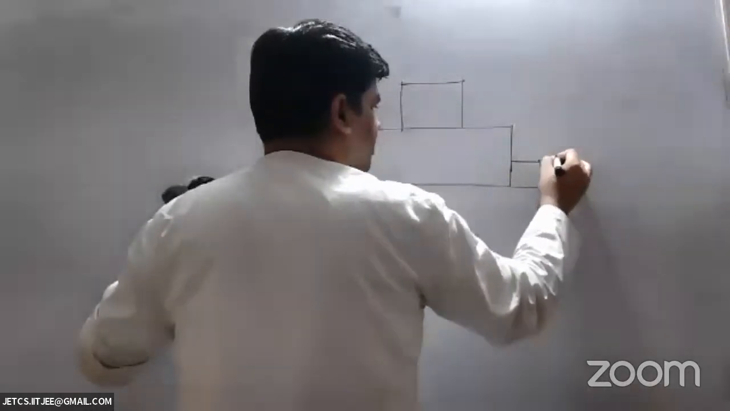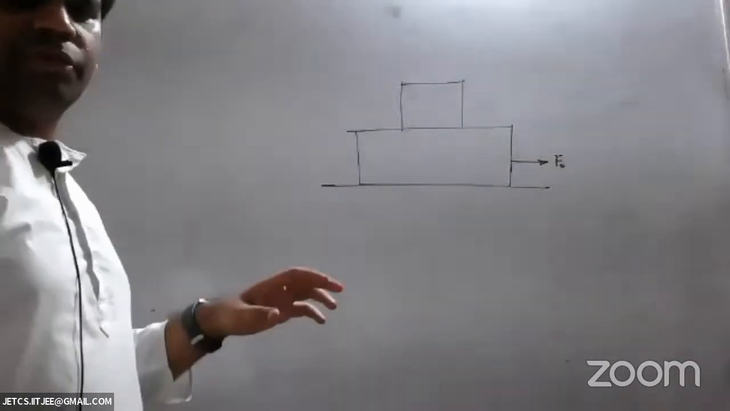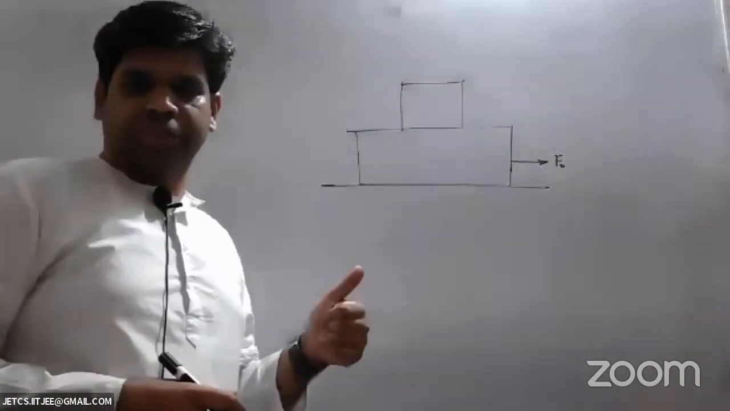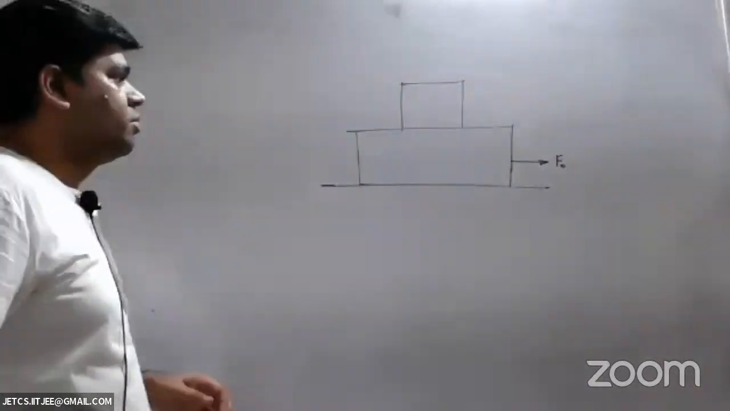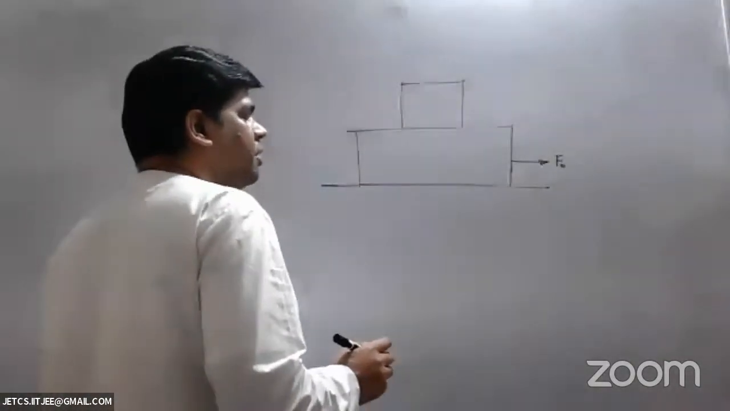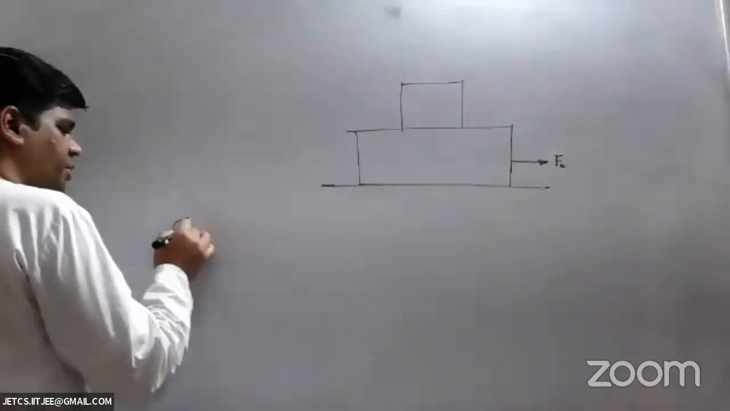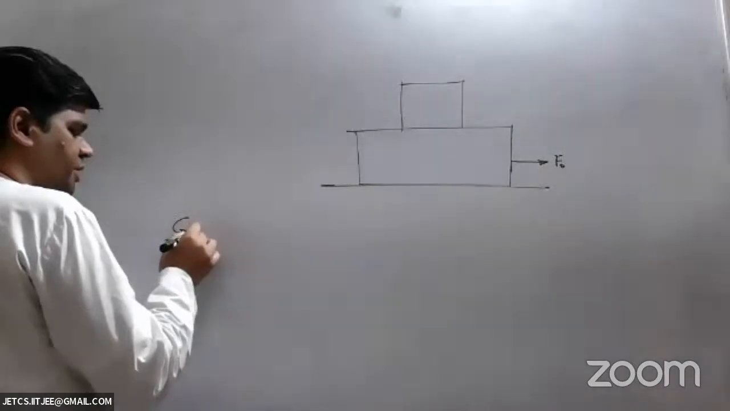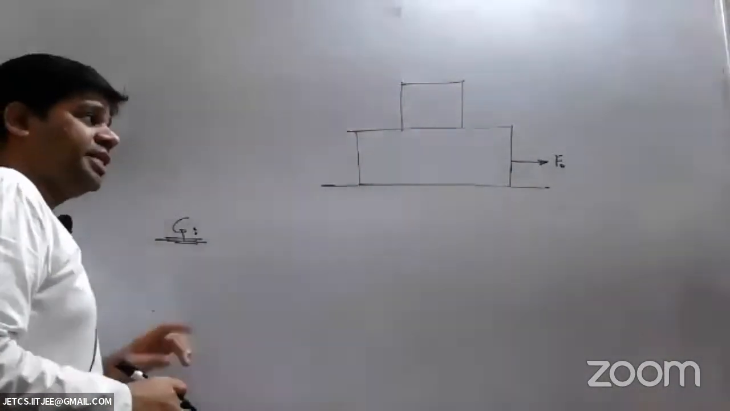And let's say some force F is applied here. They are moving together, and the force is not huge enough for them to slip on each other. Now, with respect to ground, what is the work done by friction on the upper surface is what I have to find out. What is the direction of friction first?